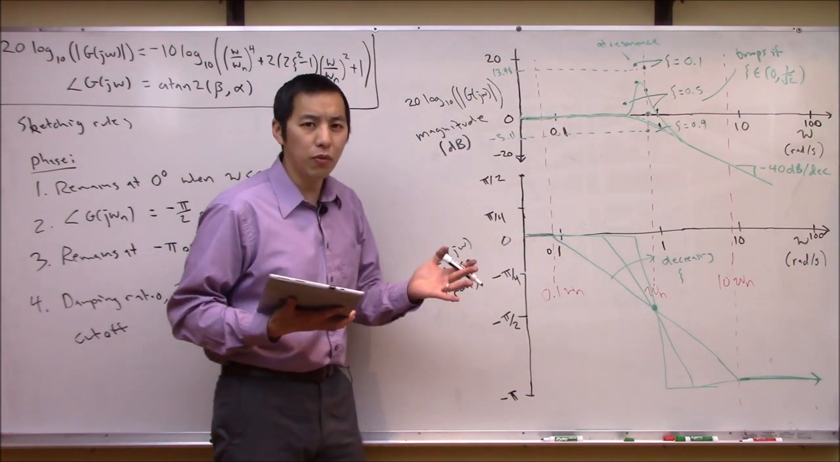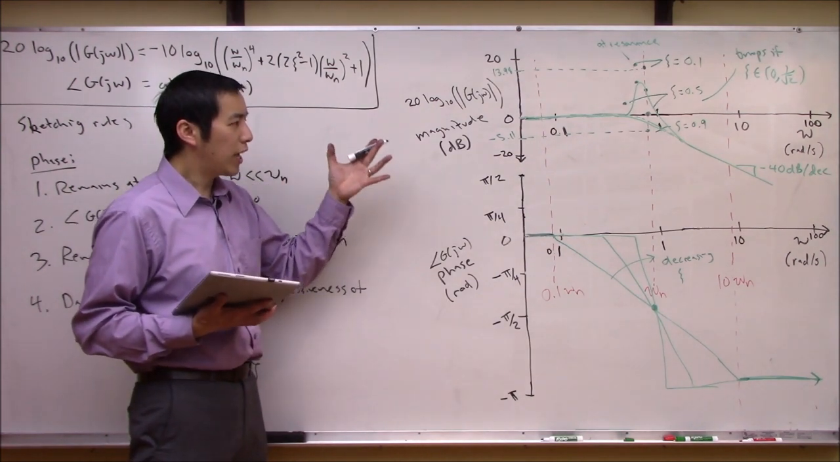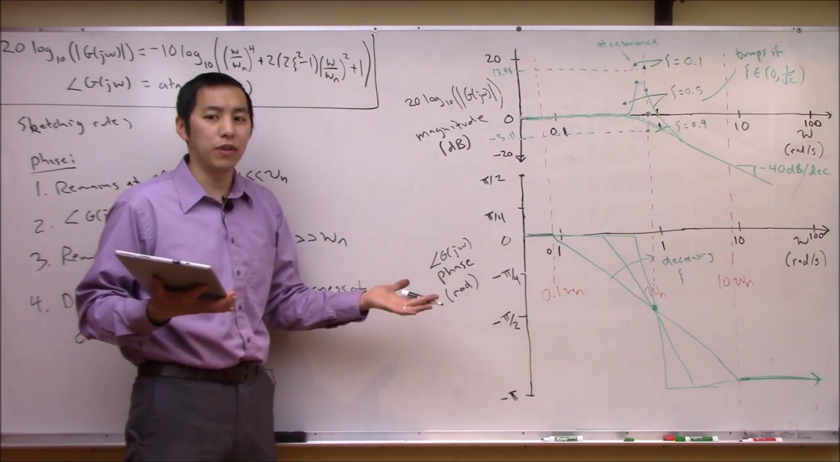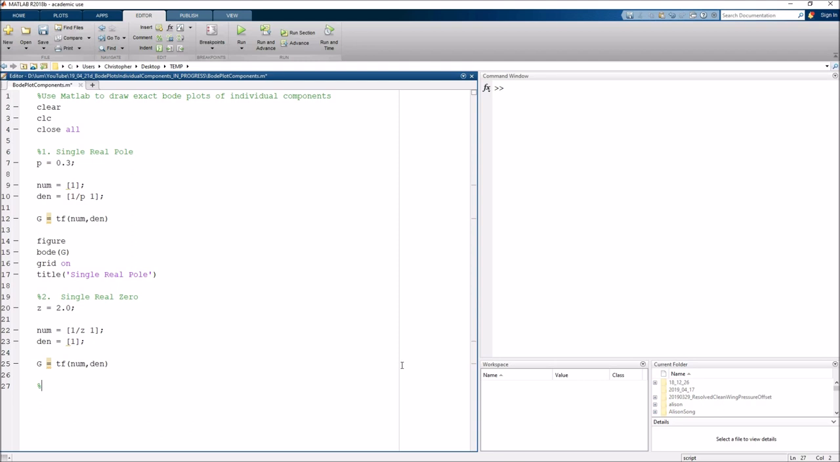So I think it would actually be really helpful if we ran over to MATLAB and drew exact Bode plots of these complex conjugate pairs for a couple of different varying zetas. All right, so let's go ahead and augment our script here to add component number five, which was a pair of complex conjugate poles. Okay, so let's pick a damping ratio of zeta of 0.1 and a natural frequency of 10.